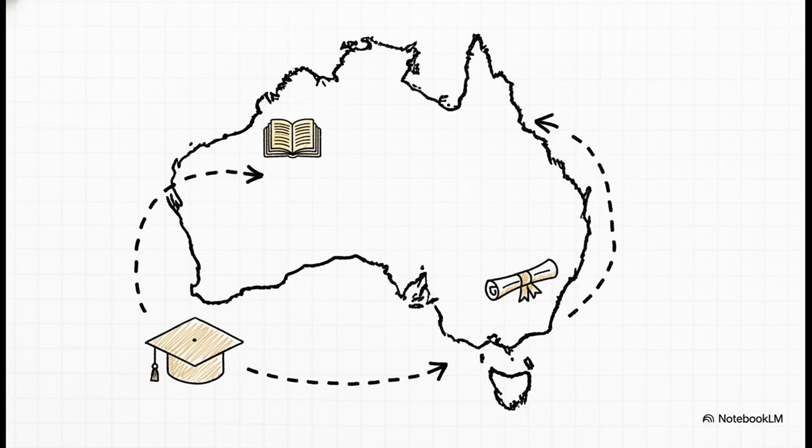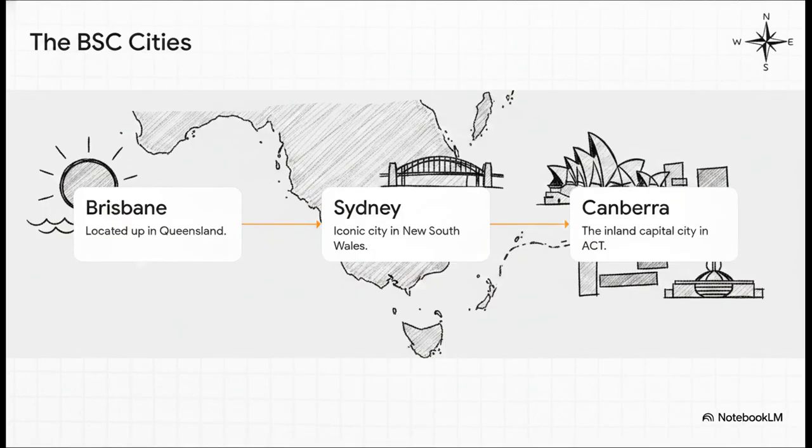Think of a university degree progression: Bachelor of Science, Master of Arts, PhD. Let's see how this plots our cities perfectly around the coast. So we start on the mid-eastern coast and move clockwise. First up is the BSc portion. B stands for Brisbane, up in Queensland.